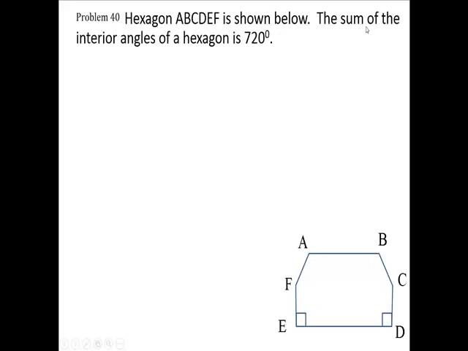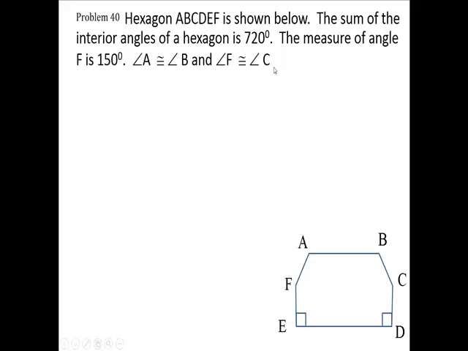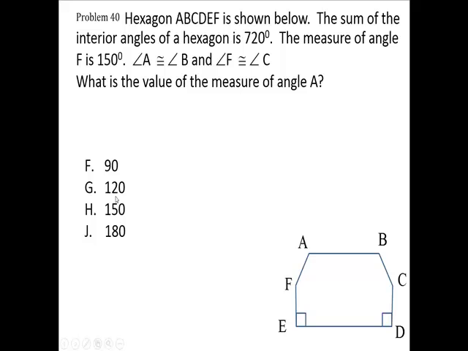Now, the sum of the interior angles of this hexagon, A, B, C, D, E, and F, if I add up the inside angles, you're supposed to get 720 degrees. They're telling us the measure of angle F is 150 degrees. A is the same thing as B, they're congruent. And F is the same thing as C. And E and D are both right angles, aren't they? So they're the same. We want to know how big is this angle A, and we want to pick one of these four as my answer.